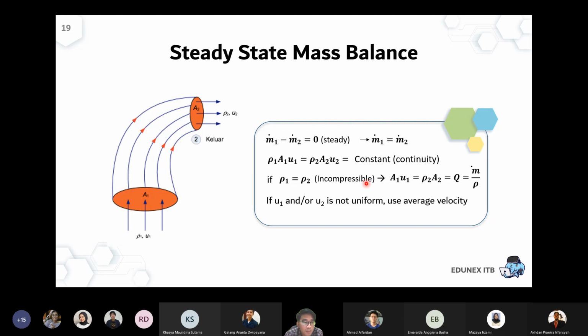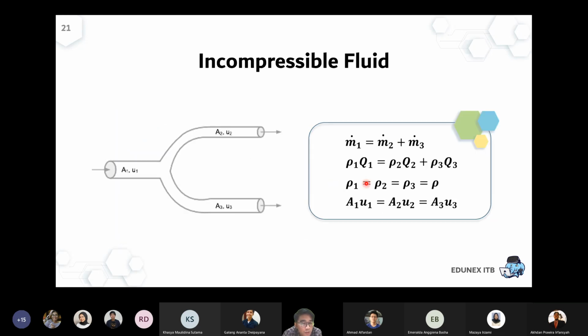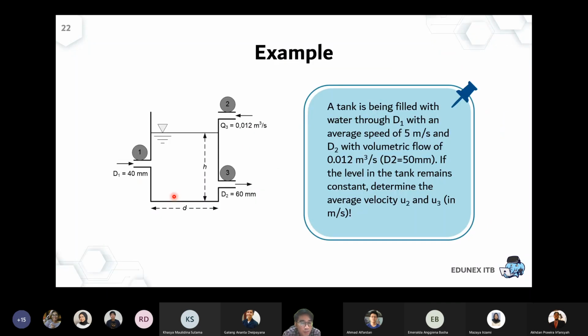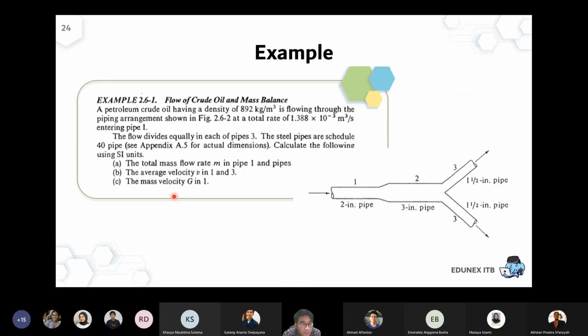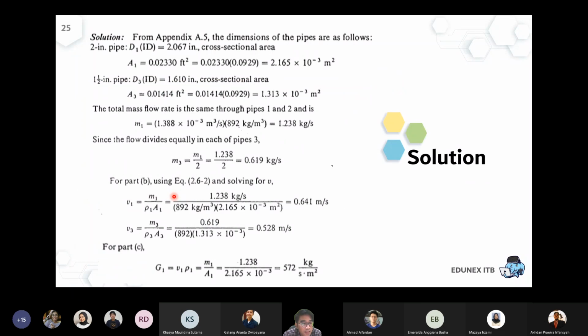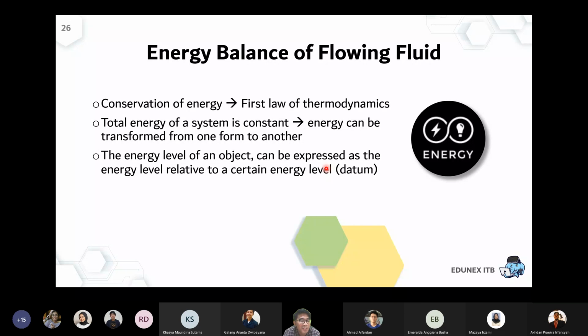Okay, that's about the mass balance. So basically, you can use this mass balance principle to calculate various cases of fluid flow. We have discussed some of the exercises. So do you have any question regarding the previous exercise? Any question first? No? Then if you have no question, I hope you understand.